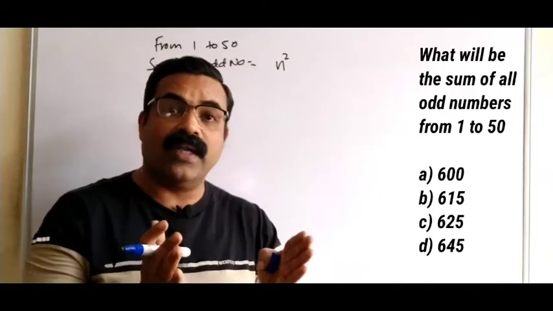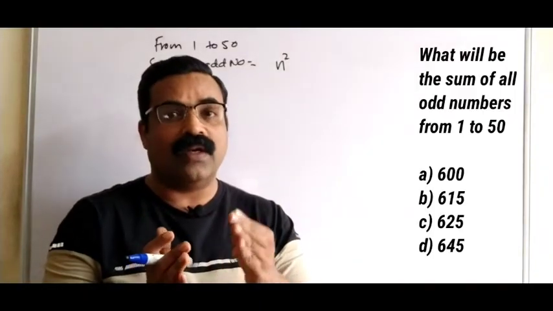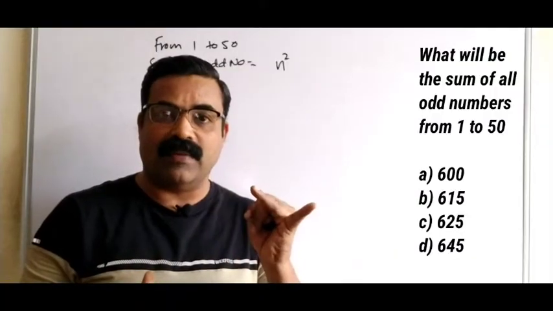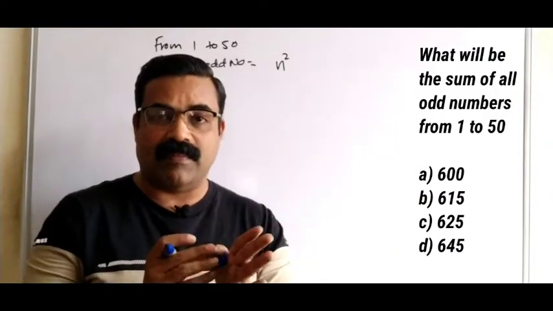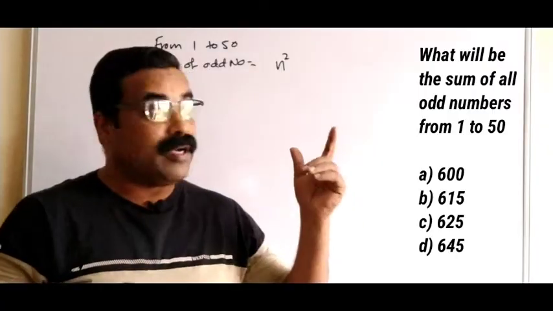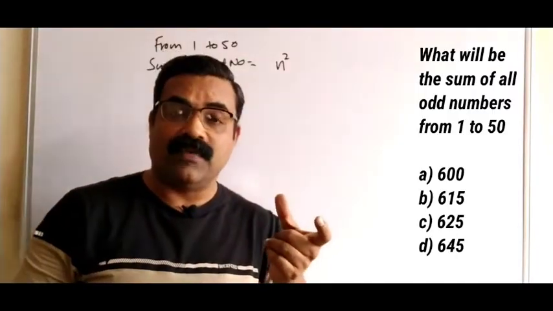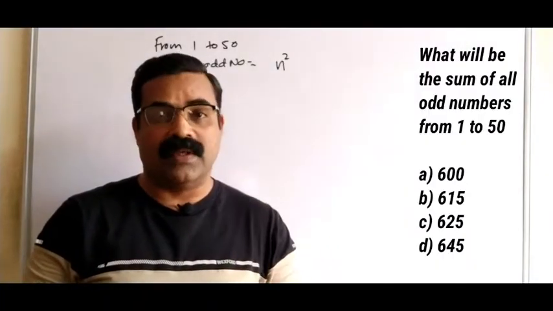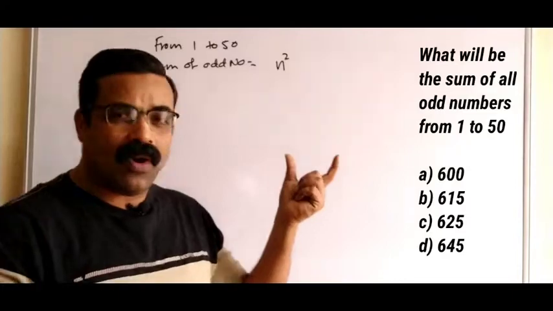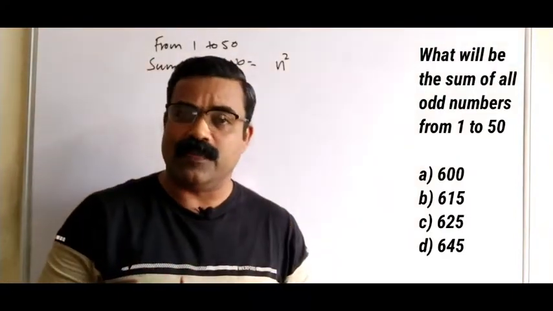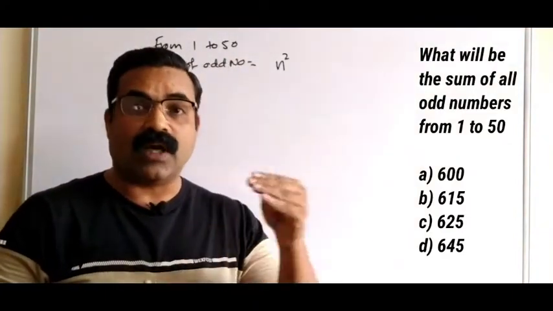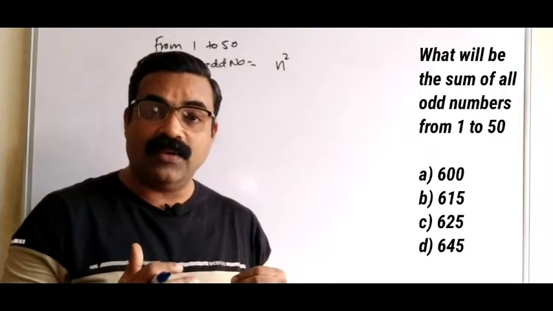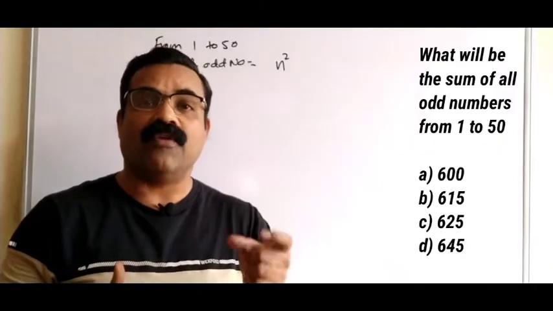So how many odd numbers are there from 1 to 50? 1 is an odd number, 3 is an odd number, 5 is an odd number, 7 is an odd number, up to 49, because the last number is 50, which is an even number. Since it is a small range, you can even count. But if I ask you 1 to 1000, it is difficult to count. So we need to find out how many odd numbers there are using a formula.